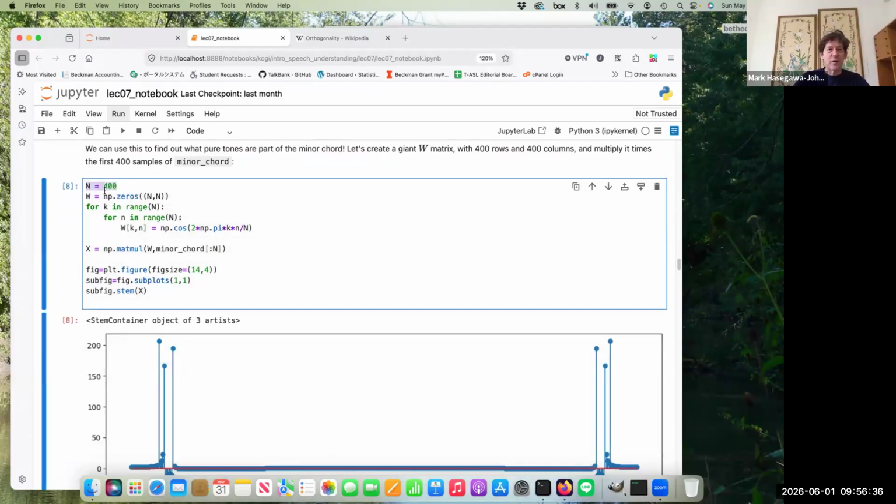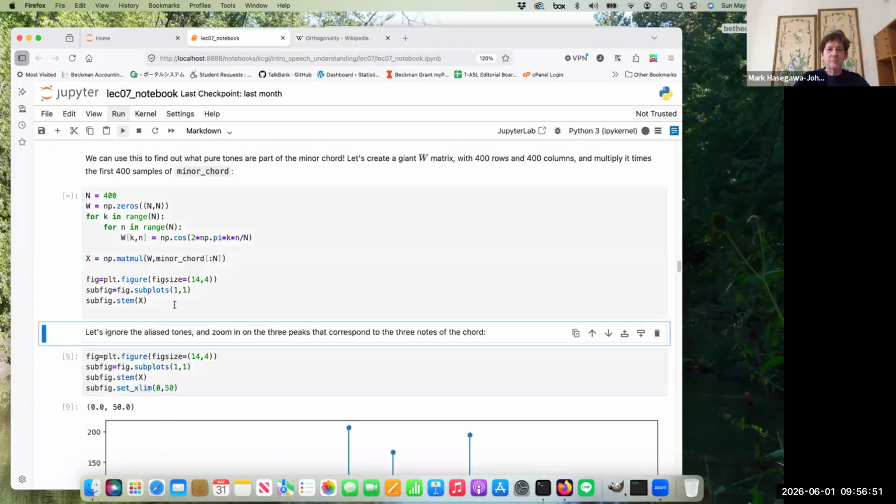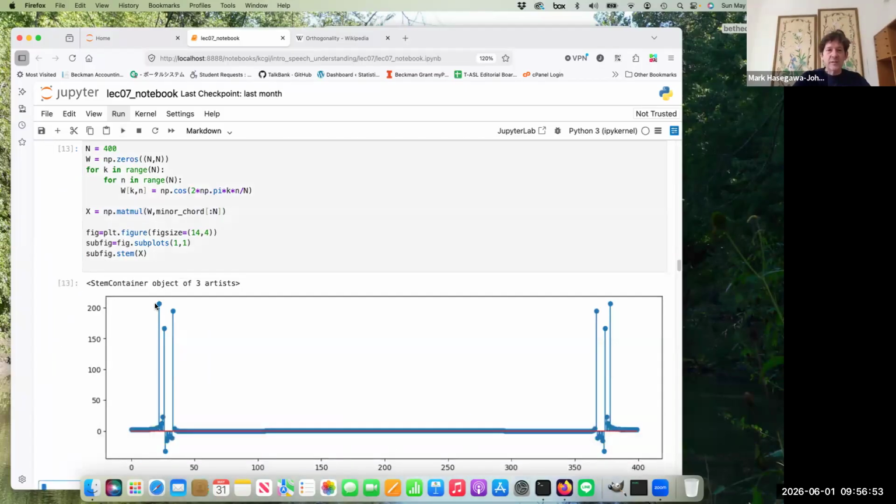And so I'm going to start out with, rather than trying to sample every note on the piano, I'll just pick 400 samples. I'll create a 400 by 400 matrix where W of k, n is the cosine of 2 pi k times n over capital N. Then I'll multiply that with only the first 400 samples of the minor chord. And the result is you can see there are three notes, right? Here's the A, the C, and the E note. And here are the aliased copies of those same three notes.